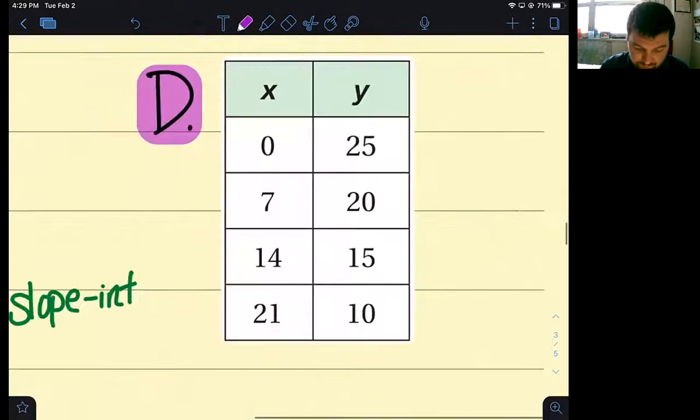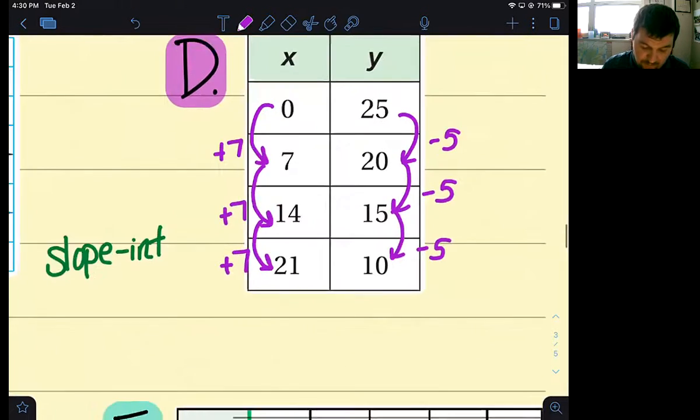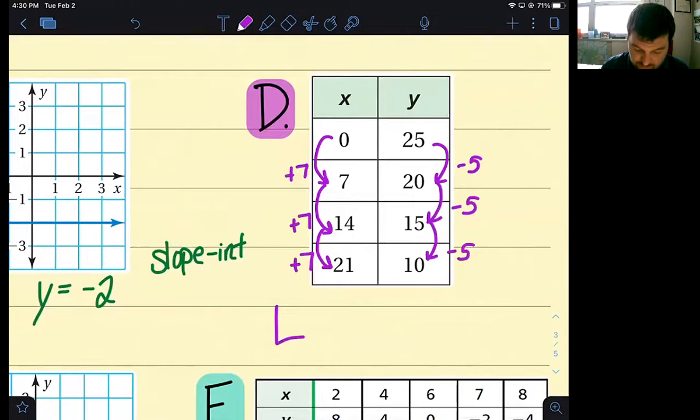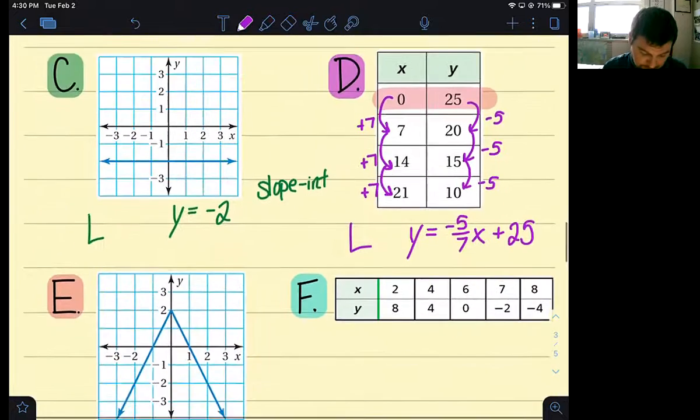Example D, as the rise decreases by 5, the run increases by 7. So this is linear. Because it's linear, I need to write the equation for it. So the equation for it, we know the slope is -5/7 times x, and then they give you the y-intercept being 25 because x is 0 when y is 25. So that was an easy one to do. y equals -5/7 x plus 25.